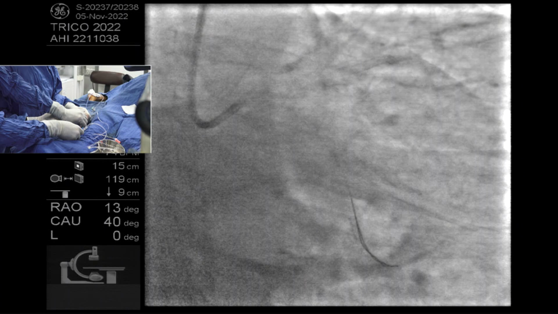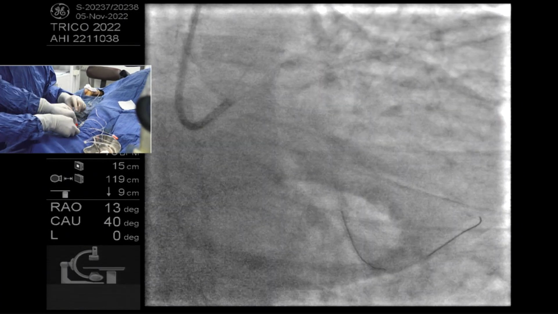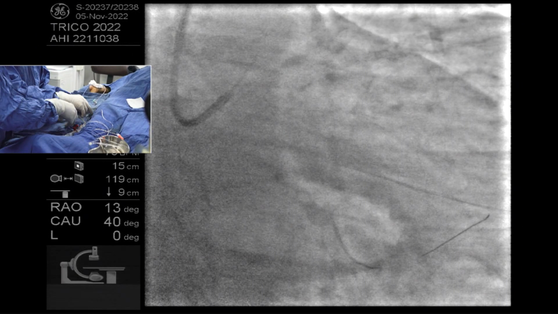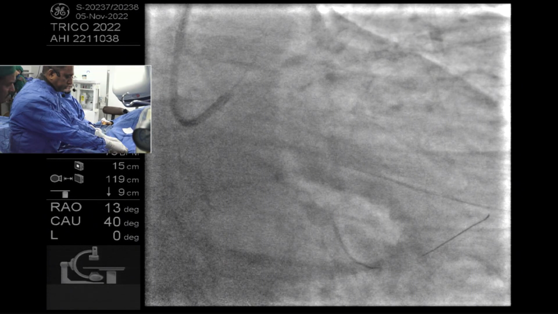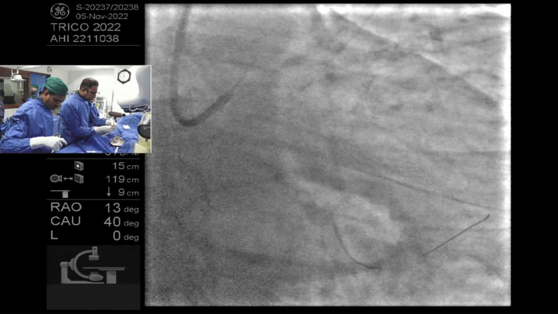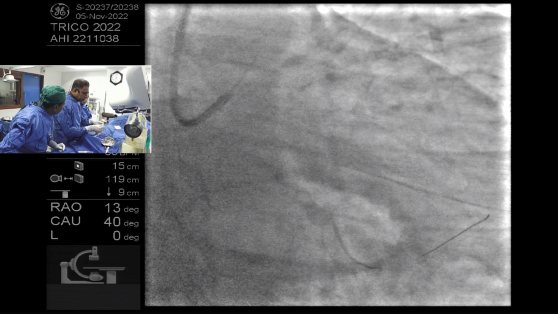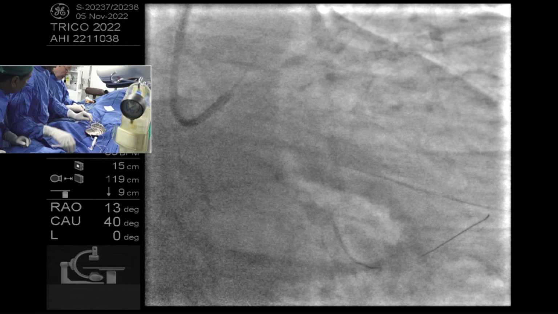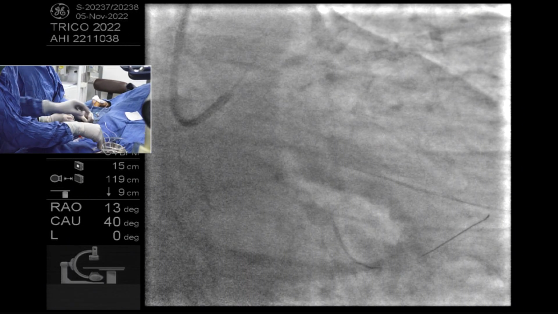4.5? Yeah, I think possible. I think we can control the angle of the guide. We can get a very clear image. Yeah. Okay, I exchange the LAD wire to circumflex, and then the next step is, of course, I have to re-exchange the wire from circumflex to LAD.